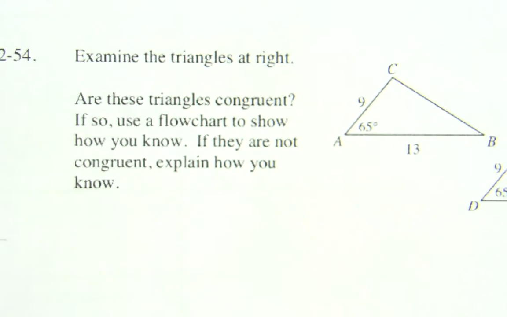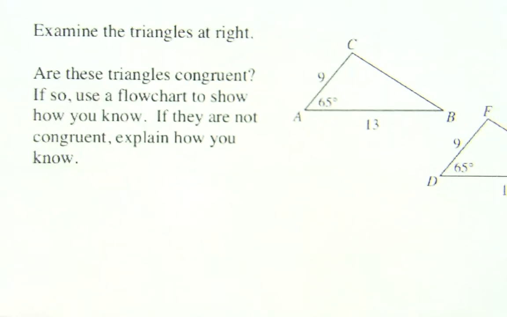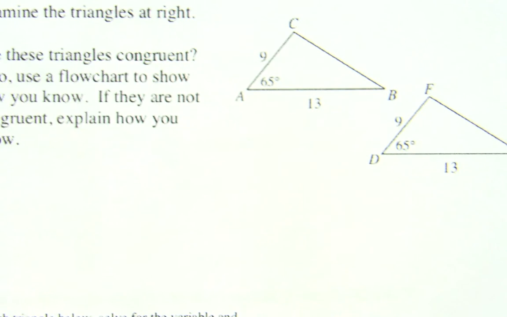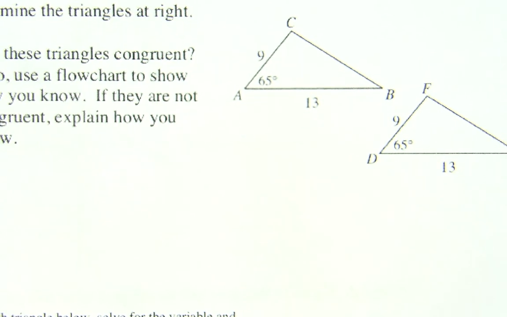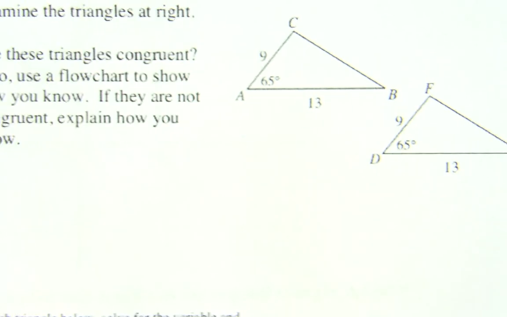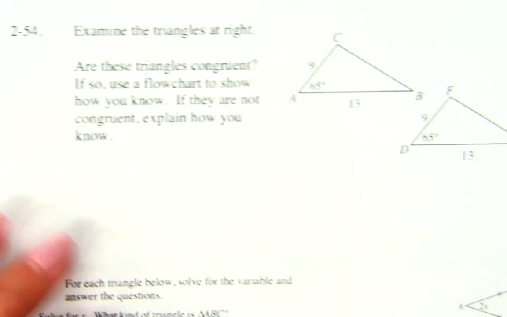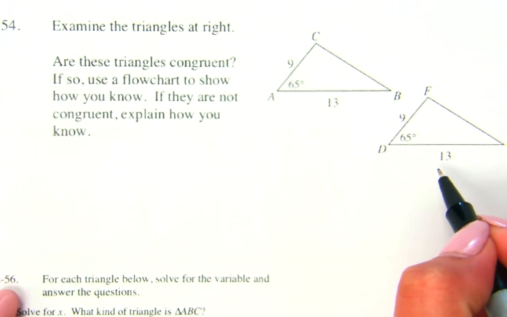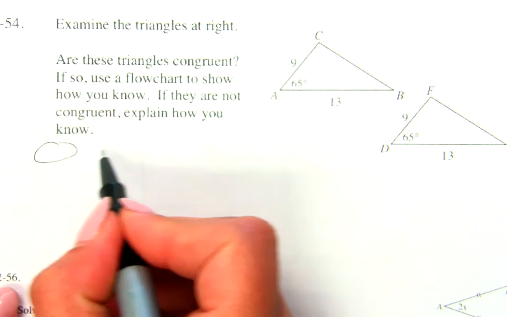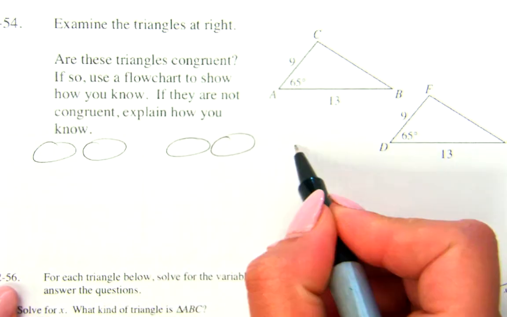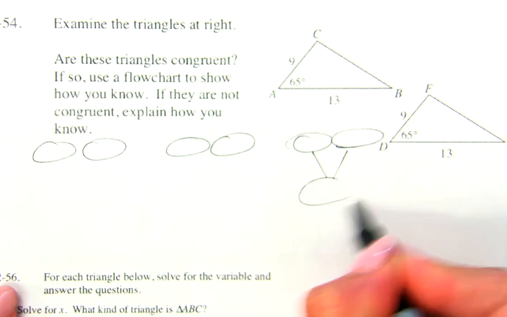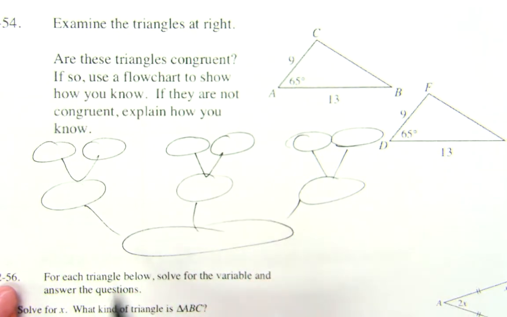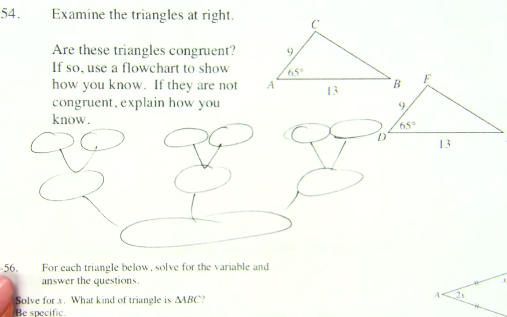Are these triangles congruent? If so, use a flowchart to show how you know. If they are not congruent, explain how you know. Okay, well, I'm going to tell you they are right now, and you should have enough handle on it to be able to identify what it is. So your flowchart is going to be one of the simple ones. You have sides labeled with numbers, so I should see the start of something that looks like this. Okay? That's what it should look like.